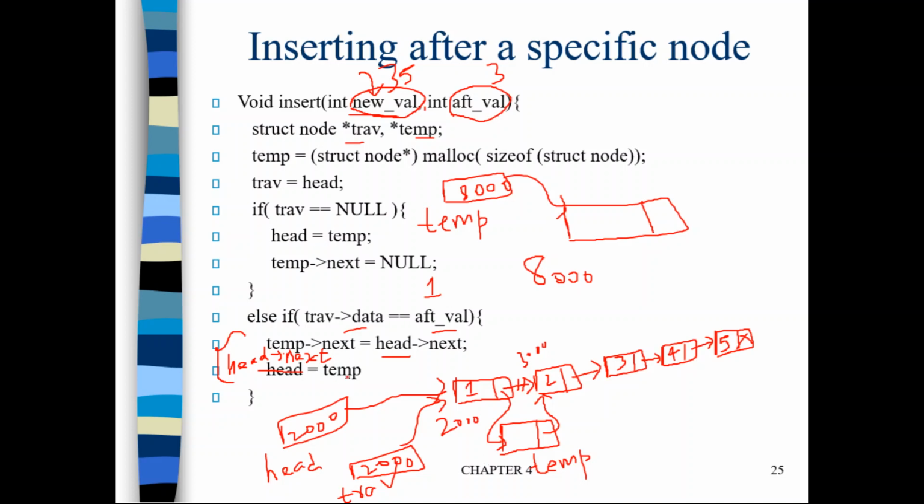If you do it in reverse, then what will happen? If you first do head arrow next equal to temp, then head arrow next will point here, then this pointer is not there, then we don't know how to connect to 2, and you don't know how to make this new node's or temp's next point to 3000. Okay, so generally, first the right side part should be done.